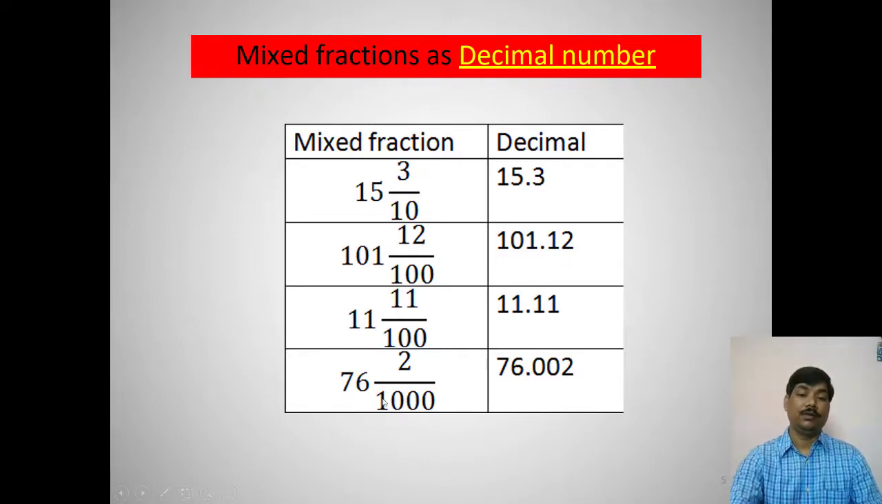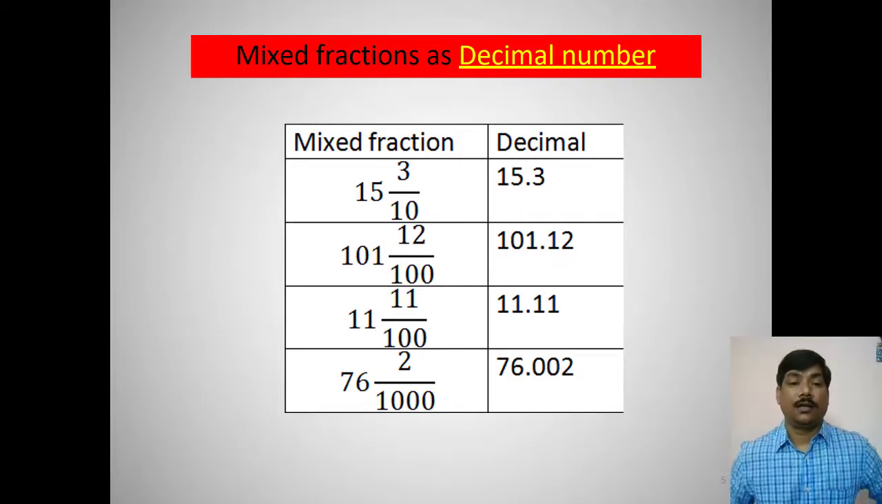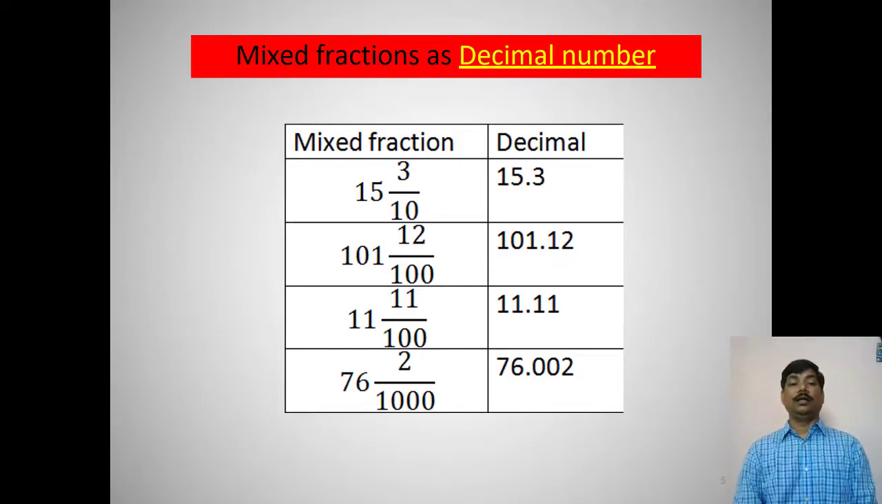76 whole 2 upon 1000. The whole part is 76, and we have to write up to the 1000th place, so we will write 002. If we write 2 here, it will become up to the 10th place. If we write 2 here, it will become up to the 100th place. In this way, we write a mixed fraction as a decimal. We can take some more examples from the exercise.